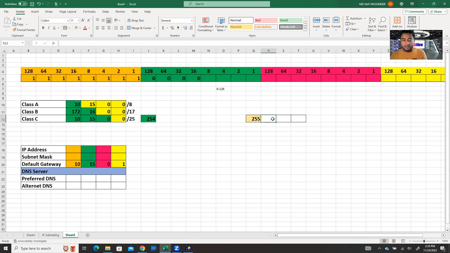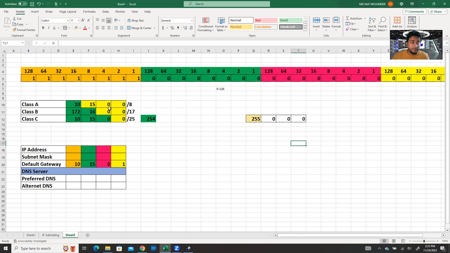And then the rest of the numbers will be 0 because it's all 0, right? I didn't write down the 0s, but all should be 0. So the easy way is: /8 means you just need to consider the first octet, okay? And the rest of them we don't need to. All the host bits will be 0, easily 0, 0, and 0. So that's the subnet mask.